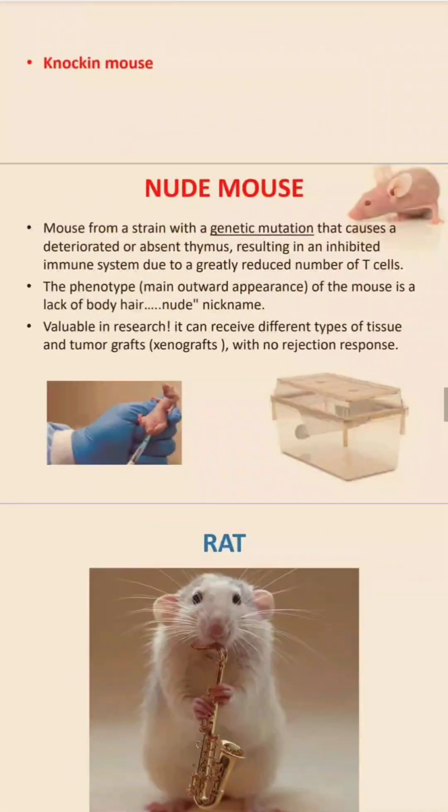So this is the nude mouse. Mouse from a strain with a genetic mutation that causes a deteriorated or an absent thymus, resulting in an inhibited immune system due to a greatly reduced number of T cells.